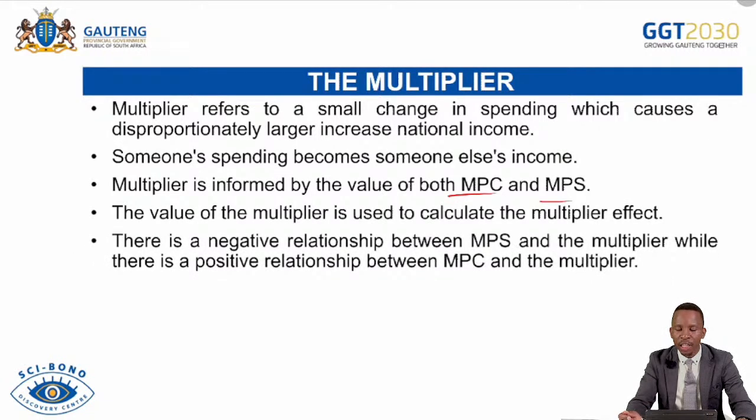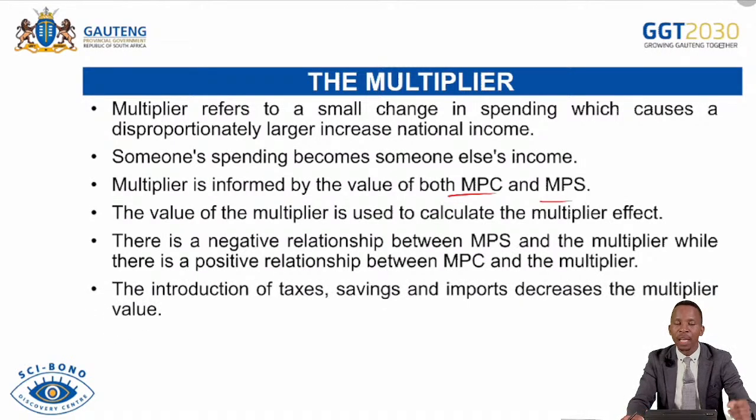There is a negative relationship between MPS and the multiplier, but there's a positive relationship between the MPC and the multiplier. If MPC is increasing, there will be more multiplier value. But if MPS is increasing, there will be less multiplier value, because most of income is channeled to savings. The introduction of taxes, savings, and imports will always decrease the value or the size of the multiplier.